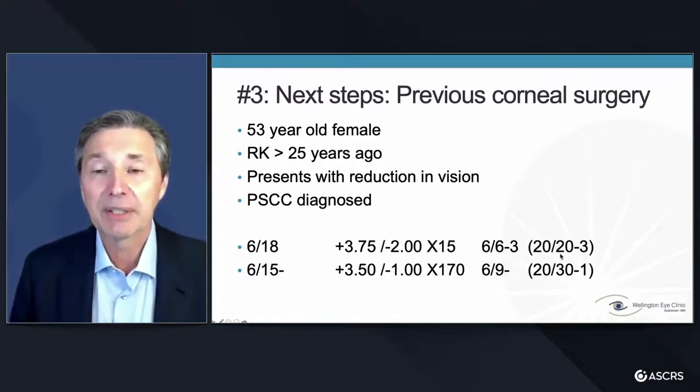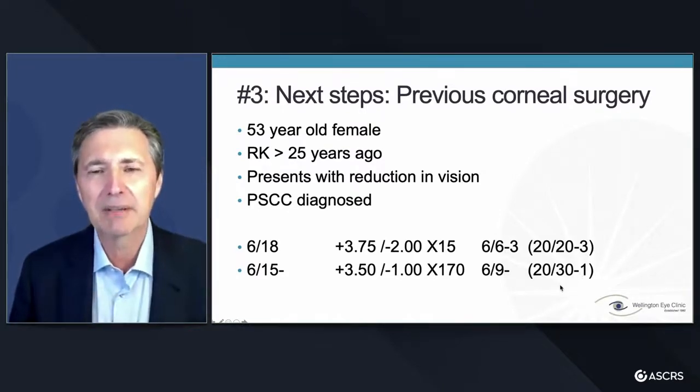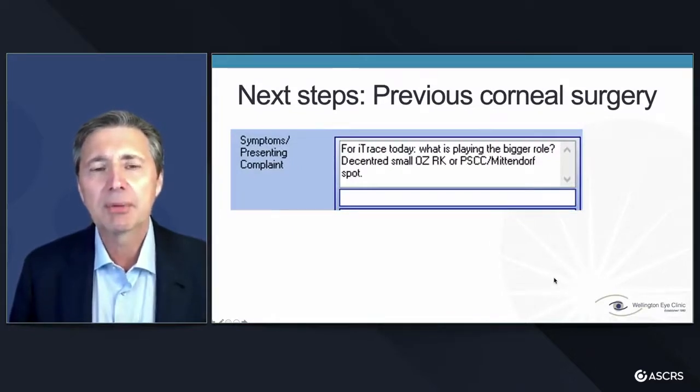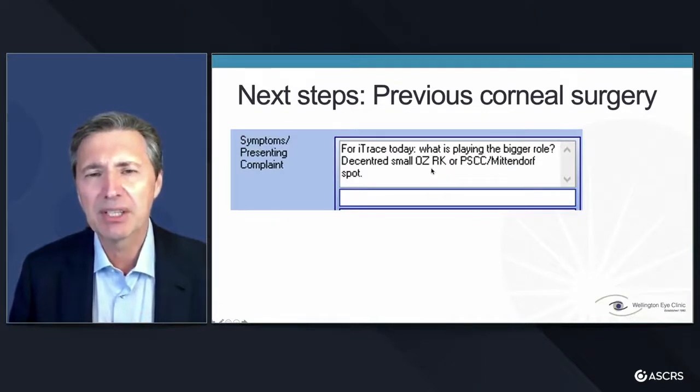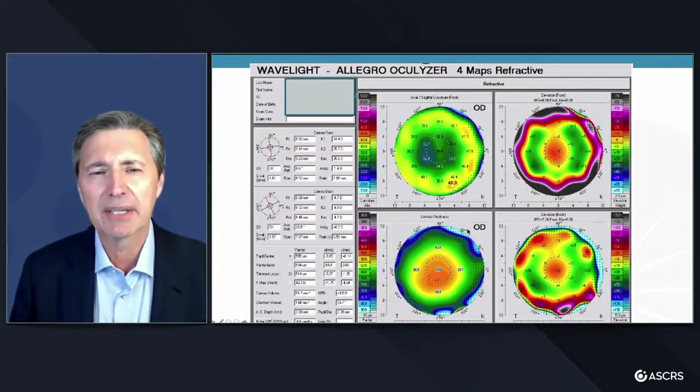Corrected vision is 20/20 minus 3 in the right eye, 20/30 minus 1 in the left eye, but very symptomatic with glare and halos. So we called the patient back. What's playing the bigger role here? Is it the decentered small OZ RK, or is it this early cataract?